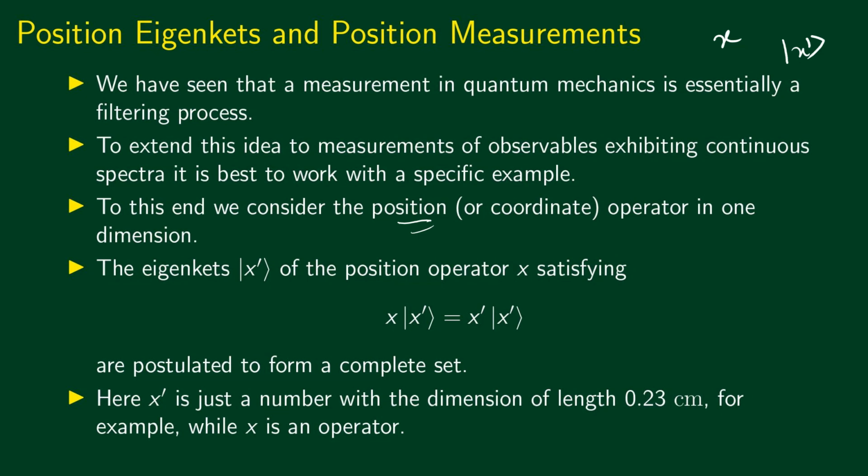And again, just as in the previous case, this is a Hermitian operator. The eigenkets of a Hermitian operator form a complete set. So we can say that this set, ket x prime, forms a complete set. Here x prime is just a number with the dimension of length. For example, it could be something like 0.23 centimeter, or 0.3 centimeter, or 5 centimeter or 10 centimeter. This is just a number with the dimension of length, where x is an operator, as we said.